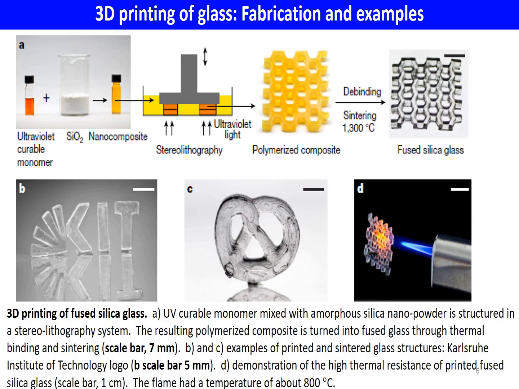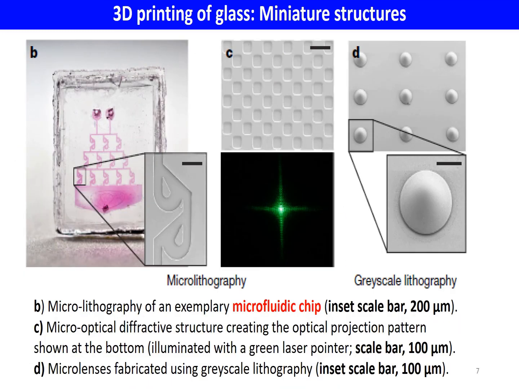This is another example of miniature structures fabricated on glass. The bar here is only 200 micron. For part C, as you can see here, the scale bar is 100 micron, and the inset here is also 100 micron. These are micro lenses that can be used for spectroscopy, and this is really very important.